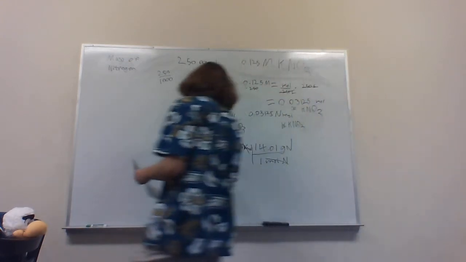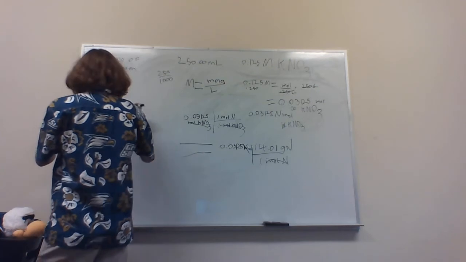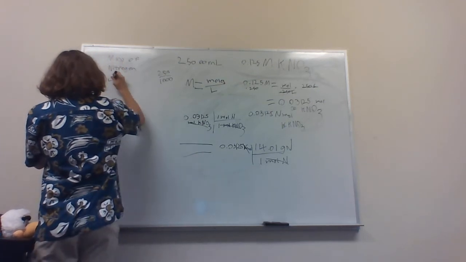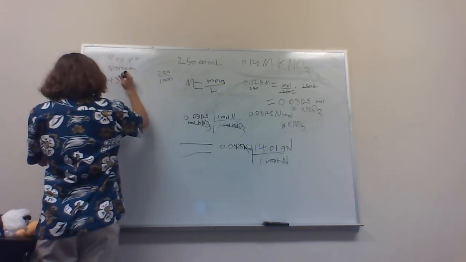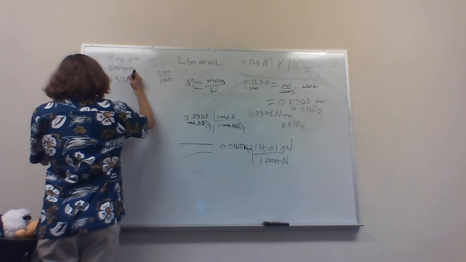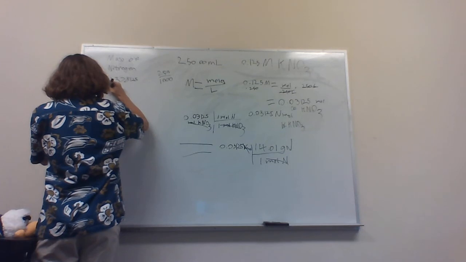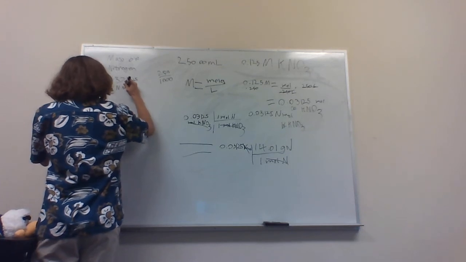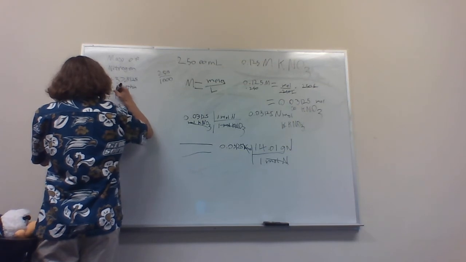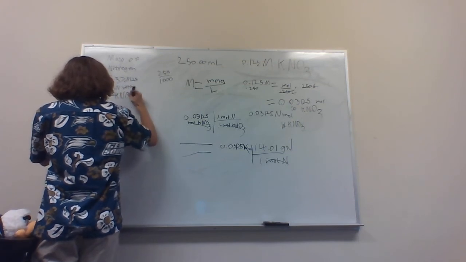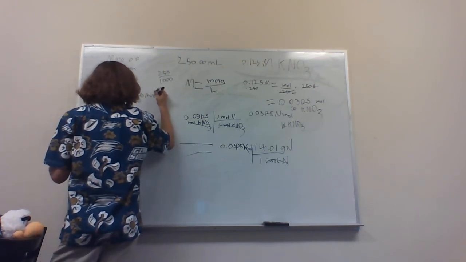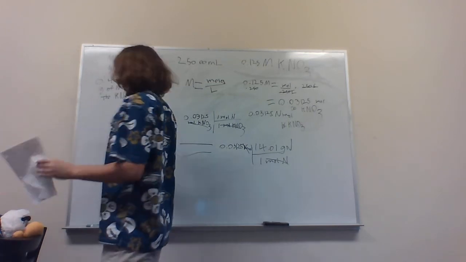I'll go ahead and write it over here. This will equal 4.37812 grams of nitrogen within the KNO3 solution. Got that, Gus? That is the big answer.